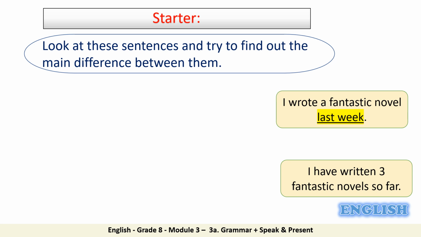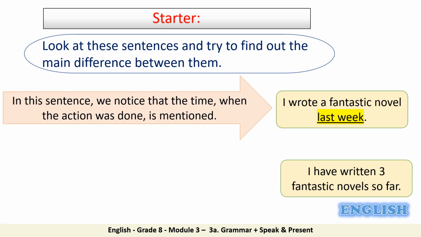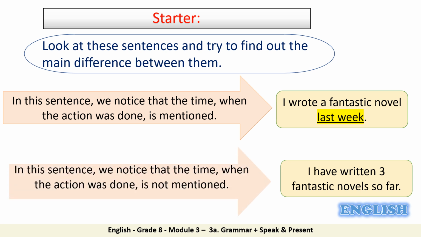Alright guys, as you notice, in the first sentence the time is mentioned, which is last week. And in the second one, the time is not mentioned. I guess most of you still remember this tense when we say last week, yesterday, let's say 2 years ago. Of course, this is the past simple. What about the tense of the second sentence? Excellent, it's the present perfect tense, which is our target today.